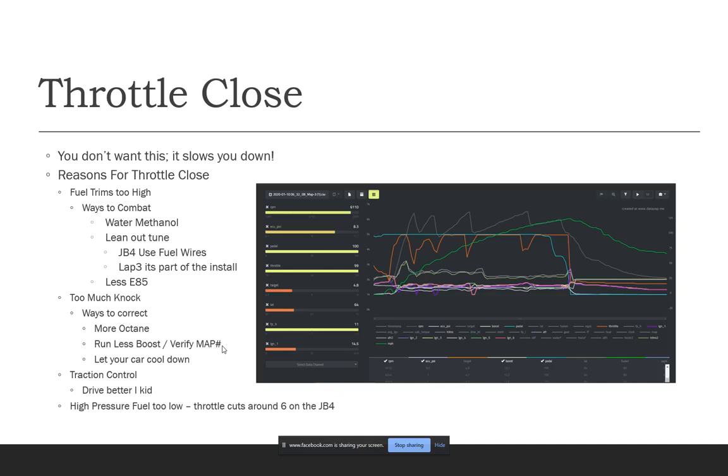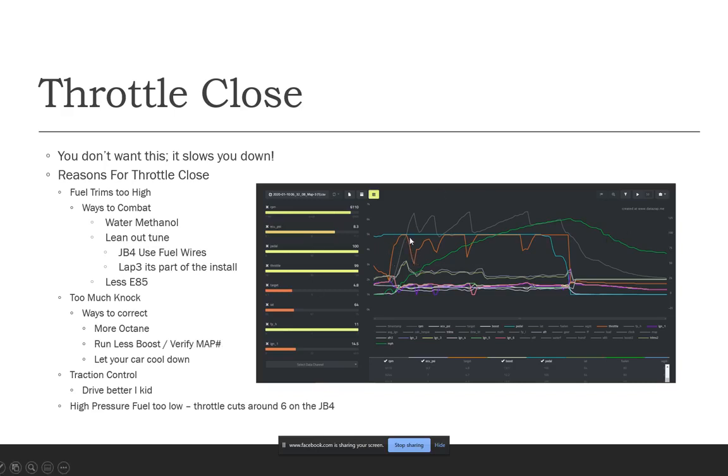So let's talk about throttle close. This is the biggest thing that impacts piggyback owners, period. It slows you down. Basically, what happens is once you get your trims too high, your car goes, I'm closing the throttle blade when you shift. And this is a log of it happening.